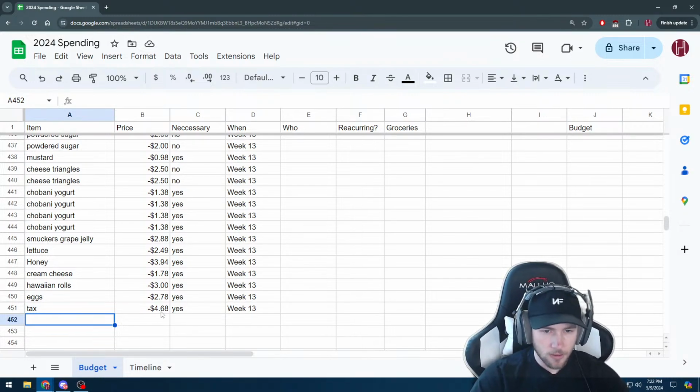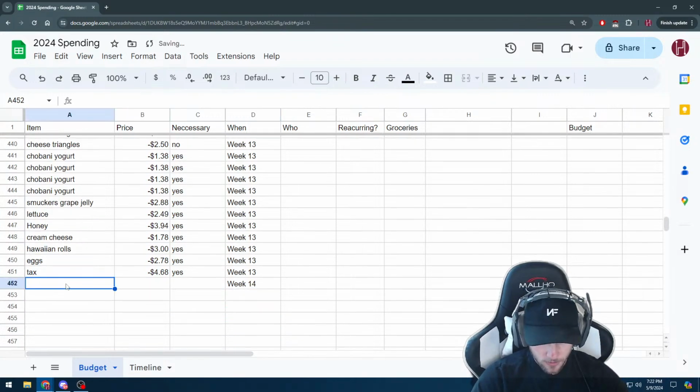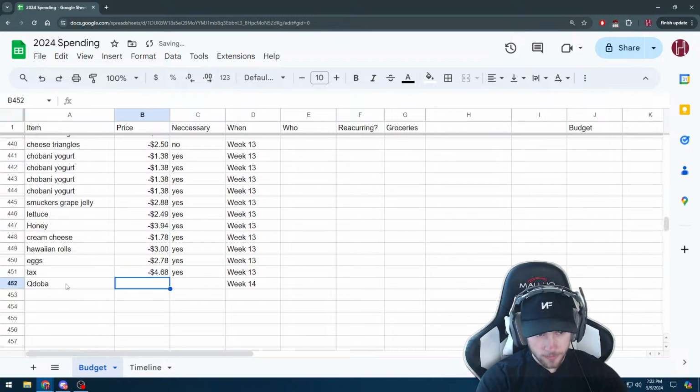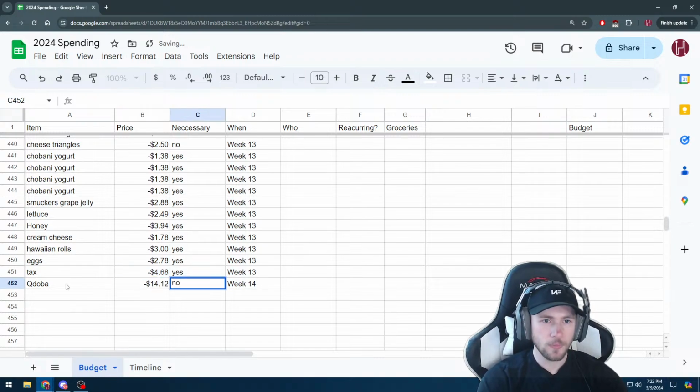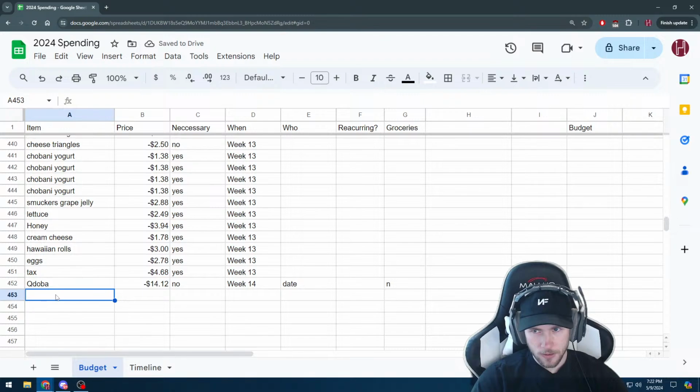Okay, this is week 14. We're catching up little by little. So we're just going to put down the total here. 1412. Q. Not necessary. It was date fund, not groceries. Yes.